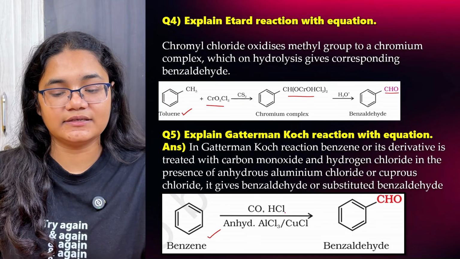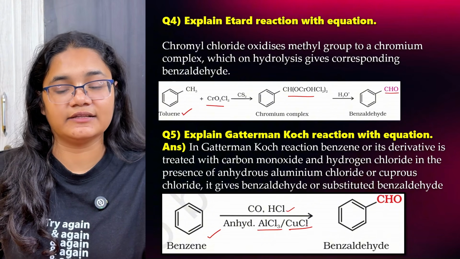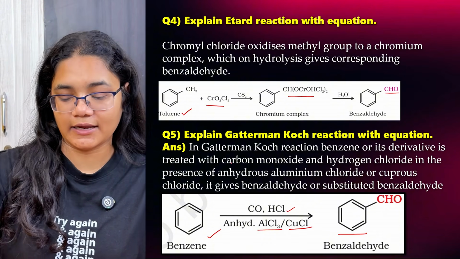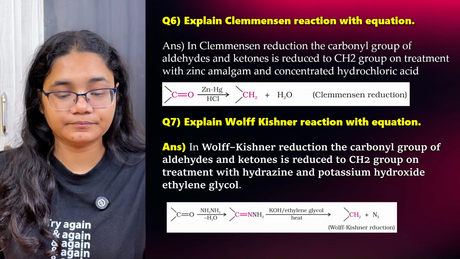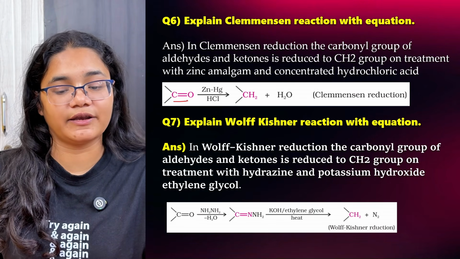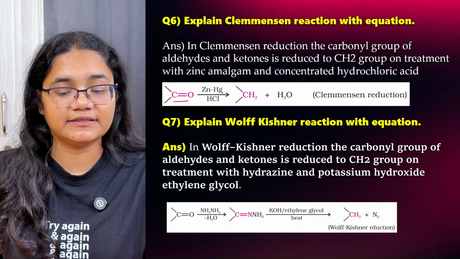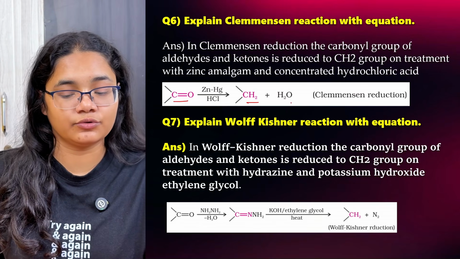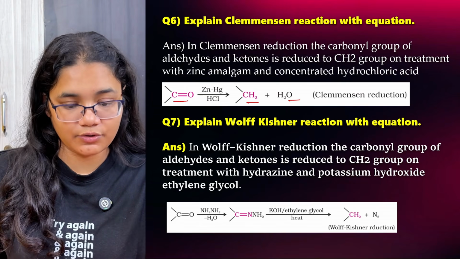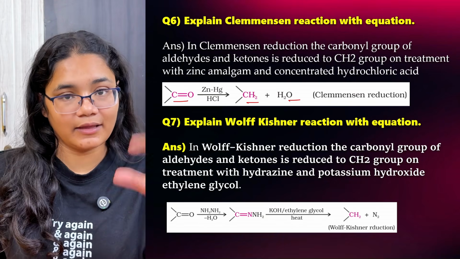Next, when you have benzene, CO and HCl with anhydrous AlCl3 and CuCl, that gives you benzaldehyde. Next, we have Clemmensen reduction. When you have a ketone, treating it with zinc amalgam and HCl, you get a CH2 group plus water. So this is reduction of ketones to alkanes.